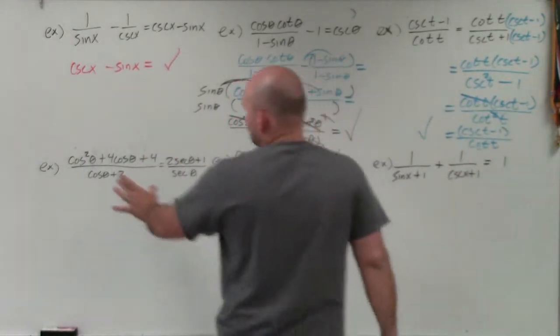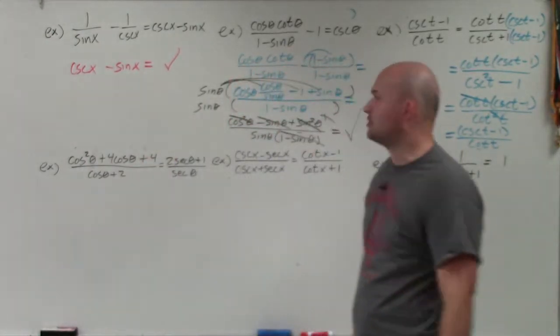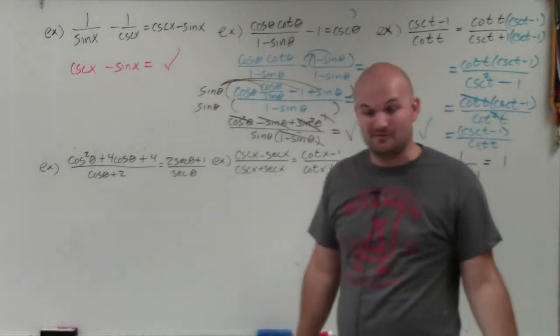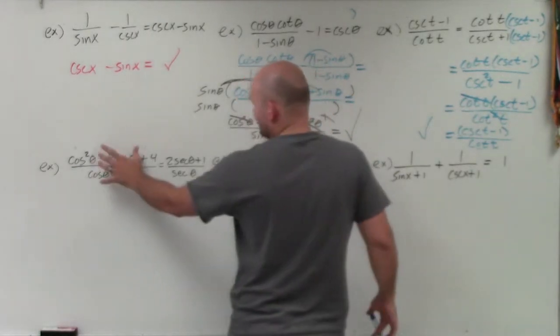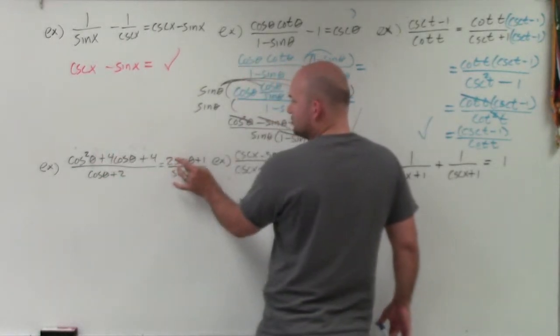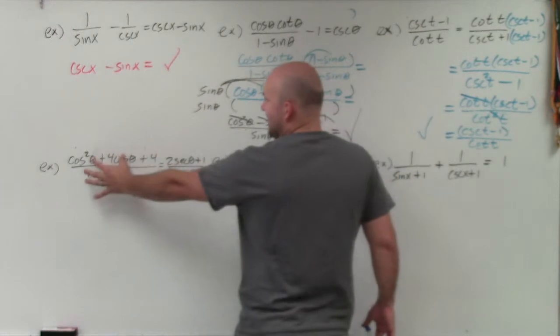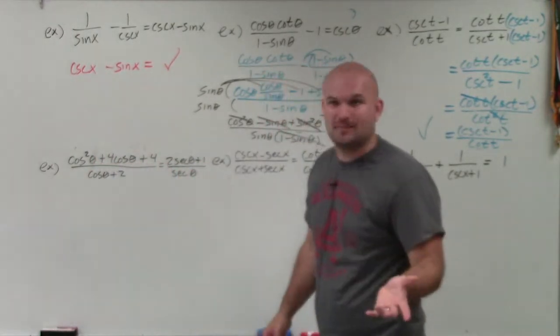And this one, I automatically see this cosine squared theta plus 4 cosine theta plus 4. I'm like, that looks really confusing. But so I'm probably going to want to work on this side rather than trying to read 2 secant of theta plus 1, trying to make that look like that. That just seems even more complicated.